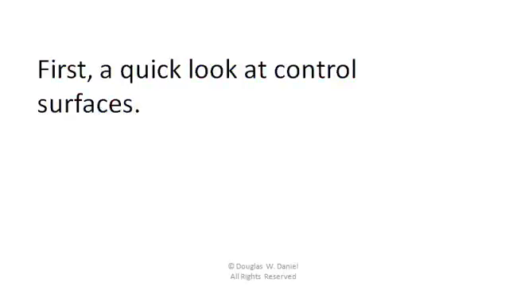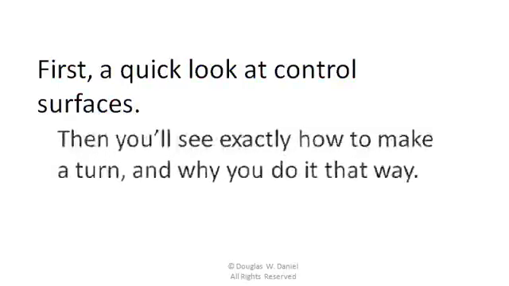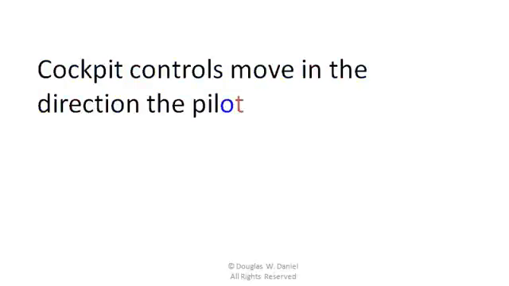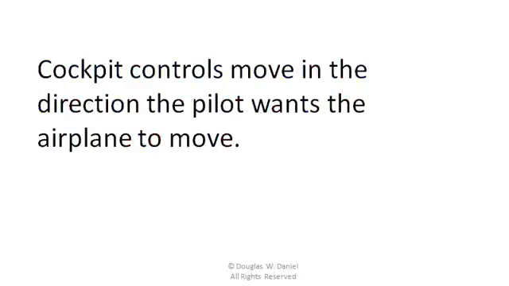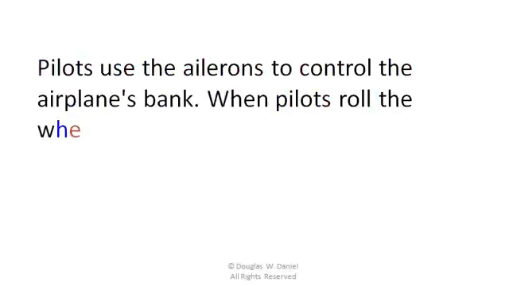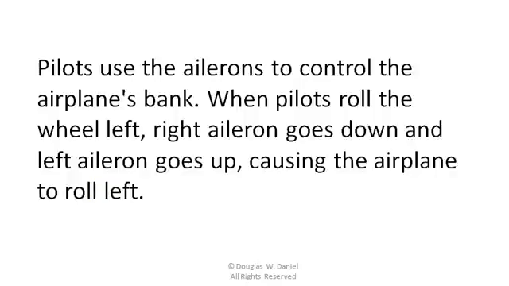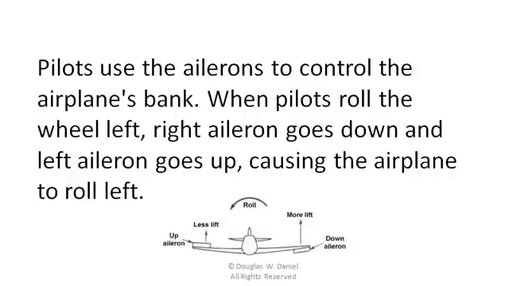First, a quick look at control surfaces. Then you'll see exactly how to make a turn and why you do it that way. Cockpit controls move in the direction the pilot wants the airplane to move. Pilots use ailerons to control the airplane's bank. When pilots roll the wheel left, right aileron goes down, left aileron goes up, causing the airplane to roll left.